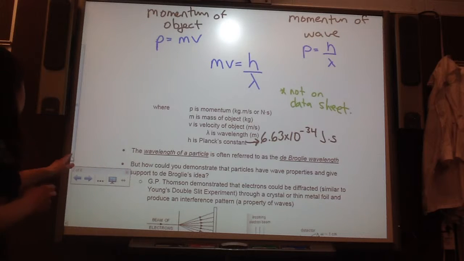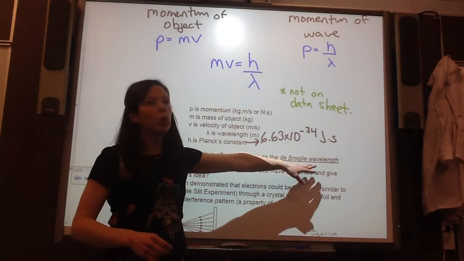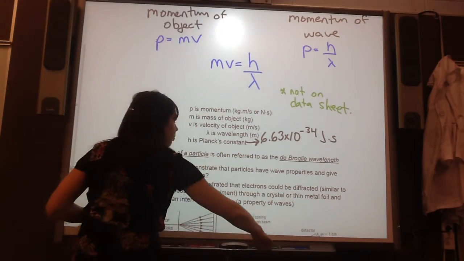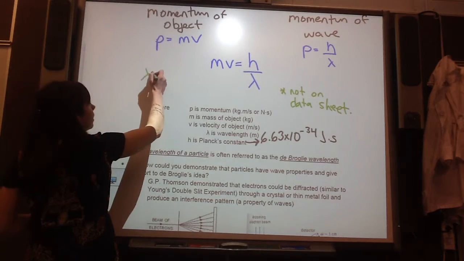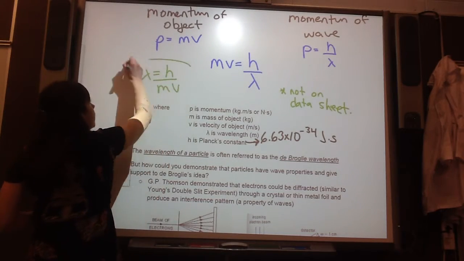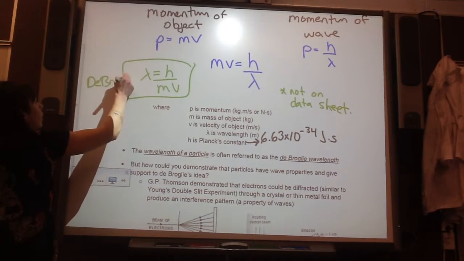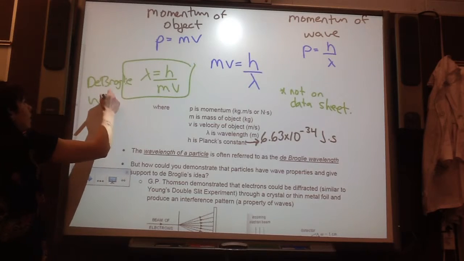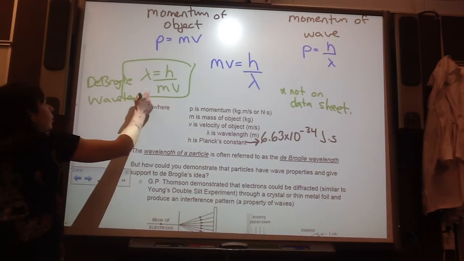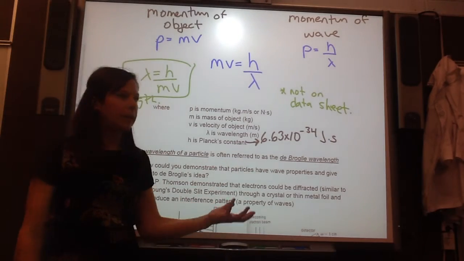So for the wavelength of a particle, this formula is often referred to as the DeBroglie wavelength, okay? So if we rearrange it and solve for wavelength, lambda equals h over mv. So this is referred to as the DeBroglie wavelength. So if a question asks you to find the DeBroglie wavelength, then that's what that means, okay?